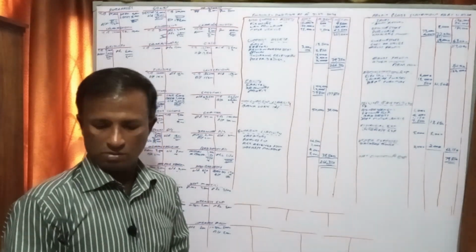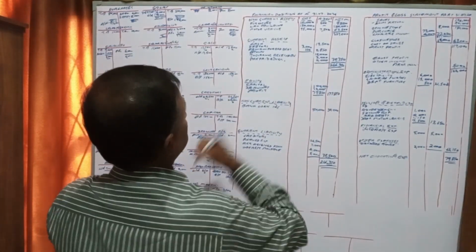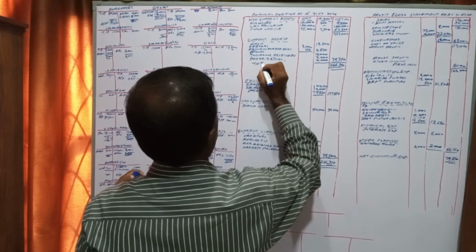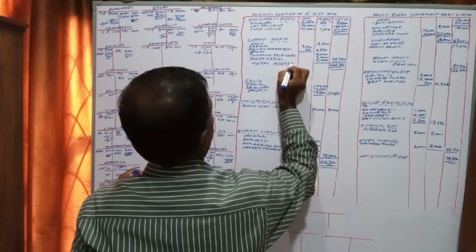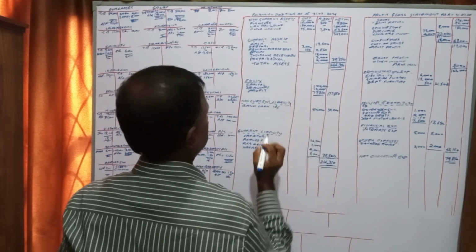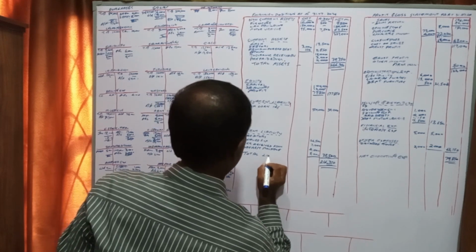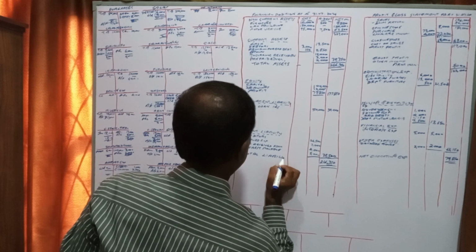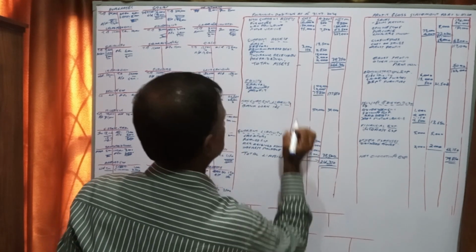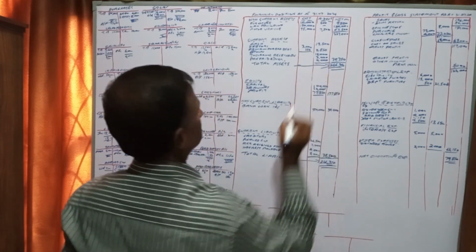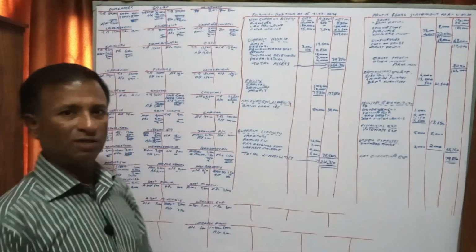Okay, this is balancing. Here, total assets. This is total assets. Right? This is total liabilities. It is total assets. Okay. Both should balance. Okay. Understood.